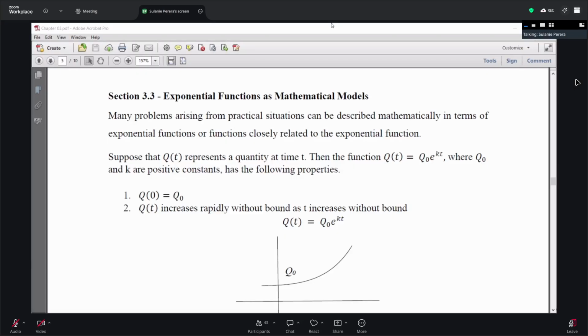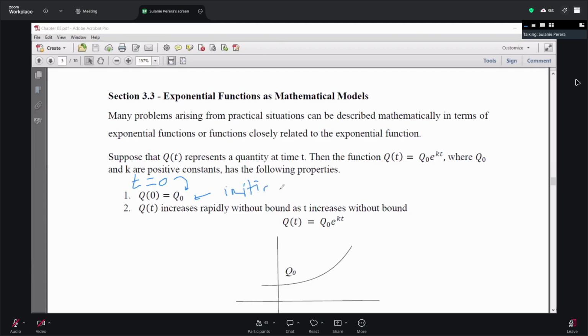So suppose that Q(t) represents a quantity. Then the function Q(t) is given by Q naught e to the kt, where Q naught and k are positive constants, and they have the following properties. At t equals 0, you take the initial value to be Q naught. This is the initial value.